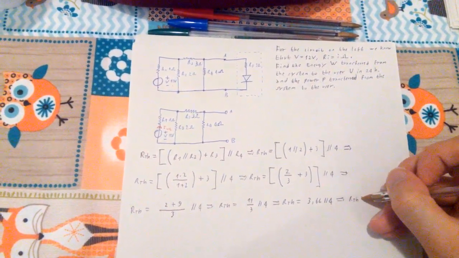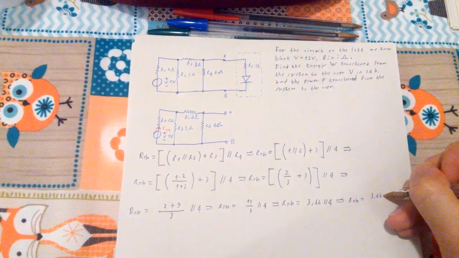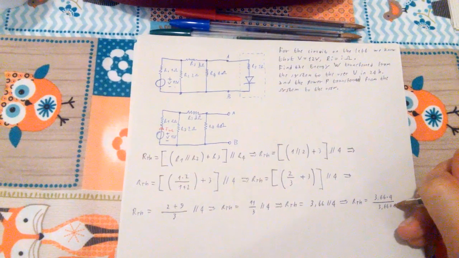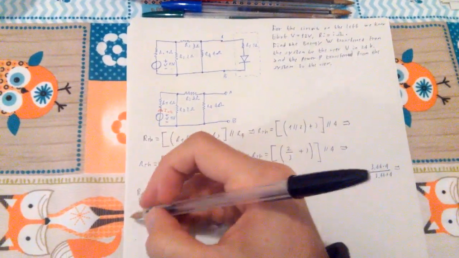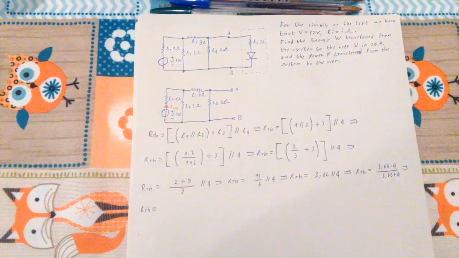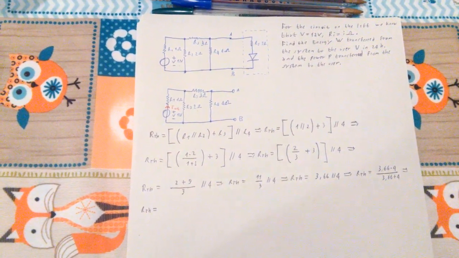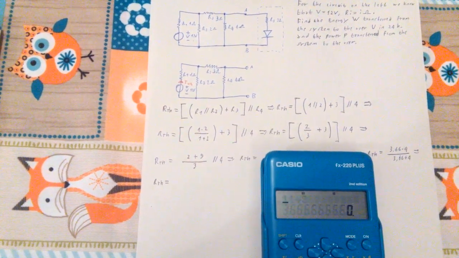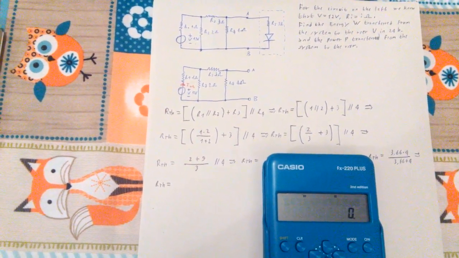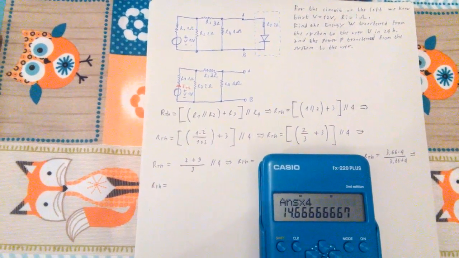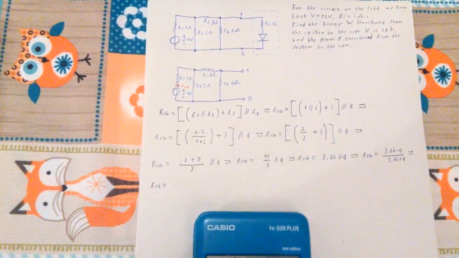So RTH is just 3.66 times 4 over 3.66 plus 4. So actually I have RTH equal to 3.66 times 4, which is 14.66, over the sum.